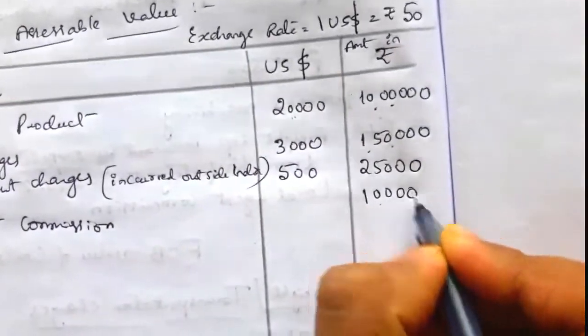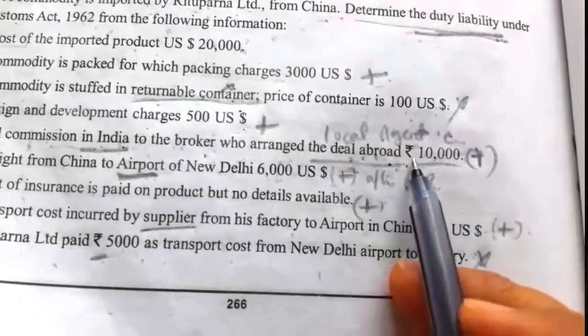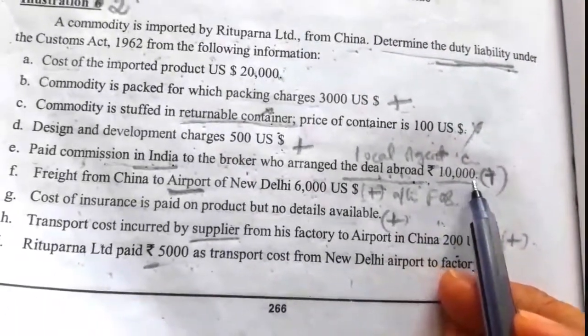They have given 10,000 in Indian rupees, so write it in the rupee column. Don't write it in the dollar column. Okay. It is in the form of rupees, so we have to take it directly in the rupee column.